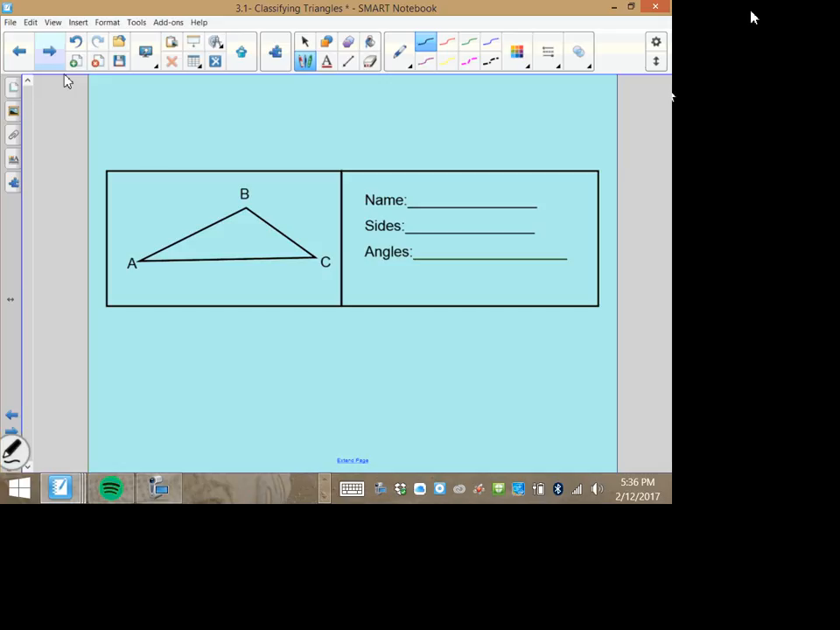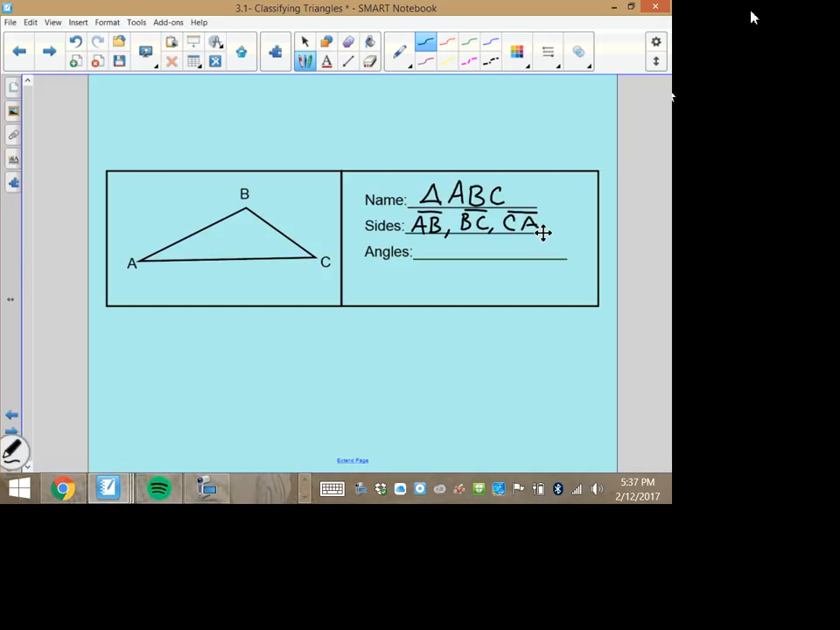First off, this is triangle ABC. So you name it with the angles or the vertexes. The sides are side AB, side BC, and side CA. And note, you can go backwards, so you could say side BA, side CB, or side AC. They don't have to be a certain order, but they are segments.